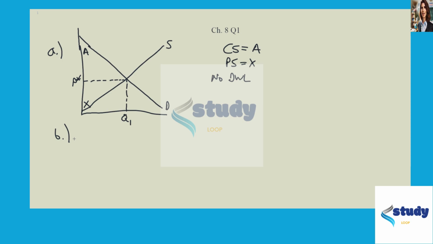In part B, we're saying suppose the government forces each pizzeria to pay a $1 tax on each pizza sold. We want to illustrate the effect of this tax on the pizza market and be sure to label the consumer surplus, producer surplus, government revenue, and deadweight loss.